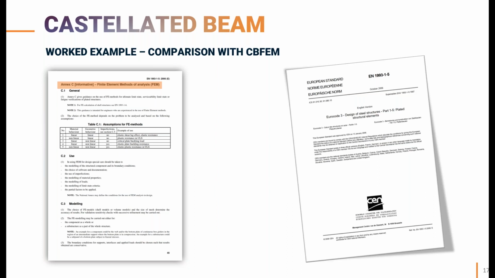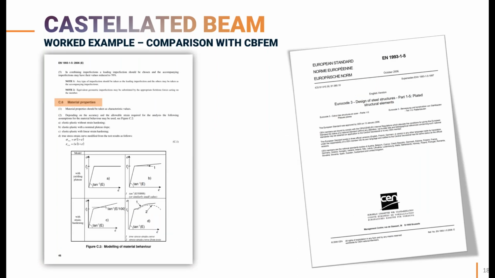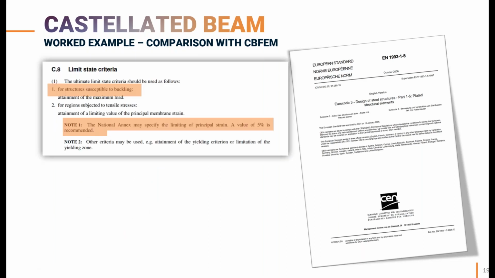The application of these provisions is one of the things that makes the CBFEM code compliant. To perform this initial analysis, and according to this part of the code, an elastoplastic material with a nominal plateau slope was adopted. You can see the respective material law highlighted in this slide. And according to the code again, for the ultimate limit state and for structures that are not susceptible to buckling, I emphasize this as I will return later on this condition, we just need to ensure that the principal plastic strain is limited below 5%.